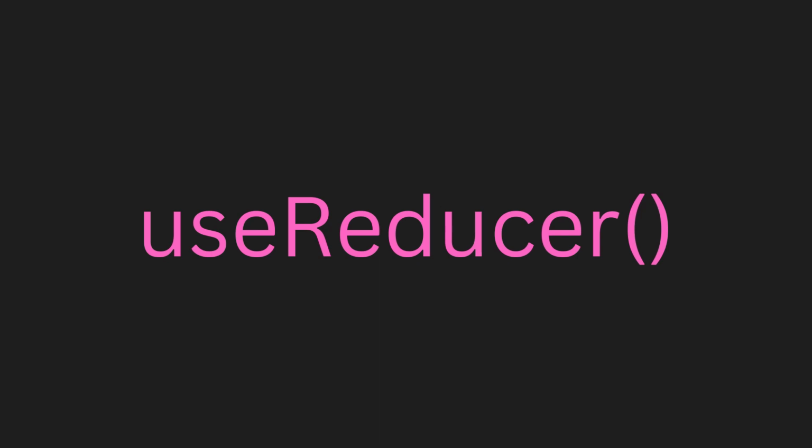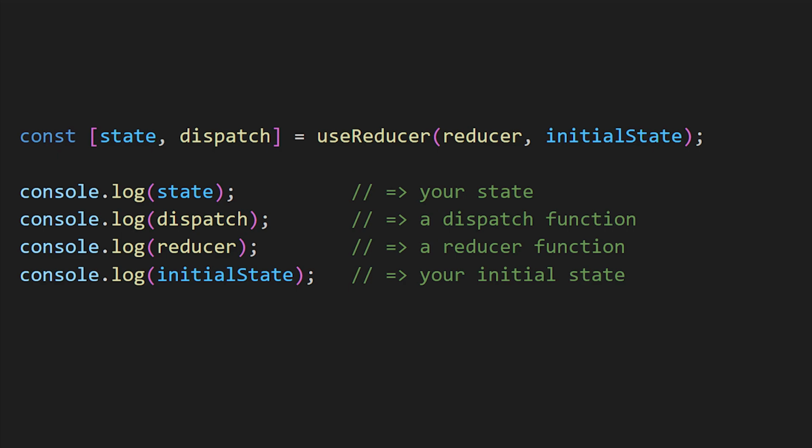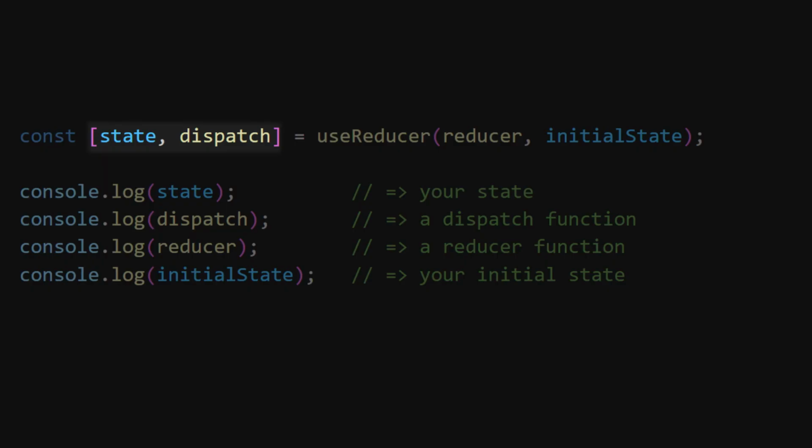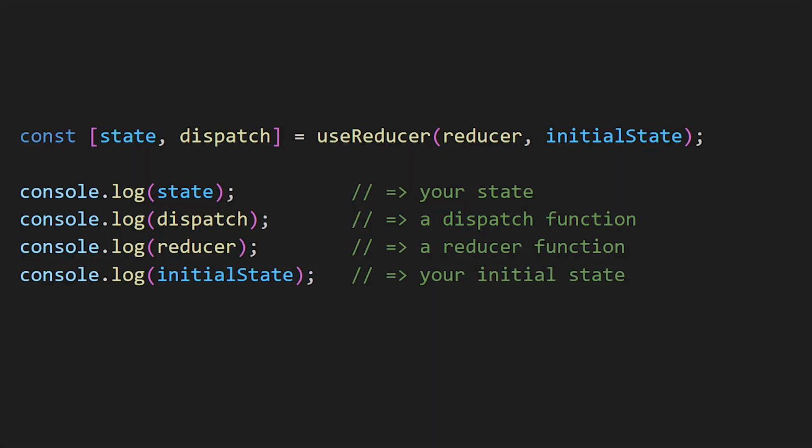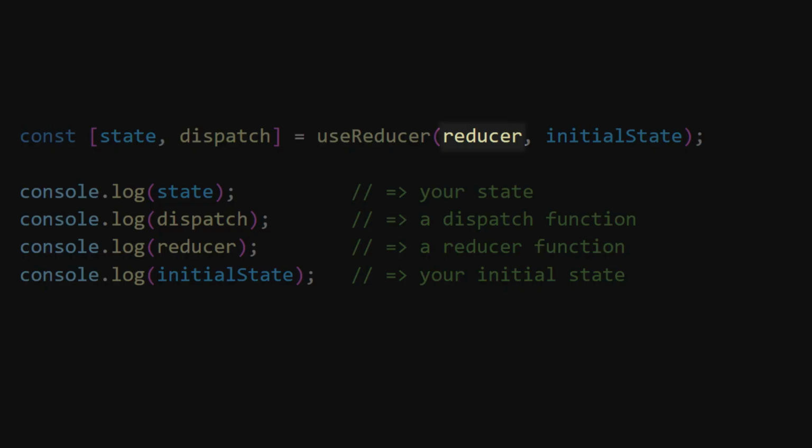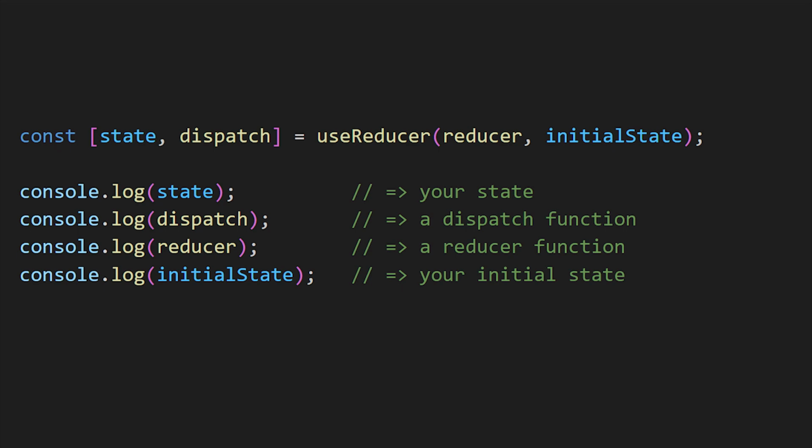useReducer, a React hook which lets you manage your state in a more robust way. After using it, it gives you back two things: your state and a dispatch function, which allows you to update the state, so it's similar to the useState hook. The difference is that it takes a reducer function together with the initial state as an argument. Inside the reducer function, you should write out the logic of how you want your state updates to be handled.